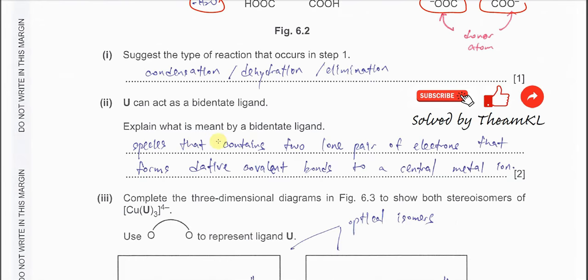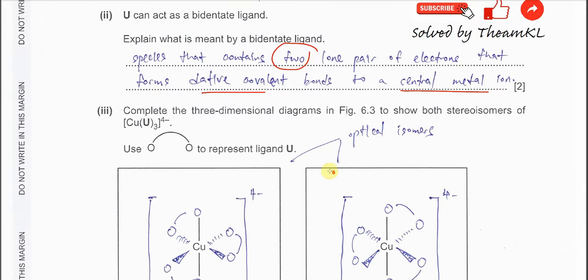So explain what it means by a bidentate ligand. Very easy. A species that contains 2 lone pairs of electrons, and it will form dative bonds or dative covalent bonds with the central metal ion. Okay, that's a bidentate ligand, means 2 lone pairs and forms 2 dative bonds.